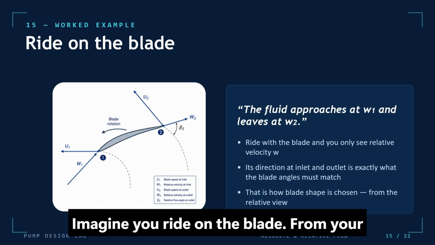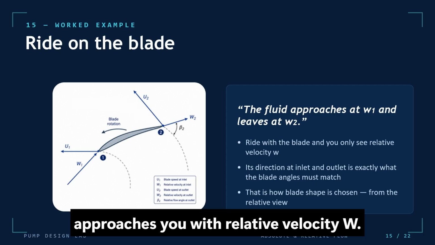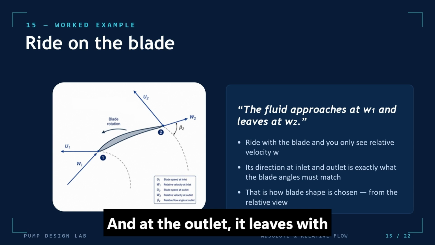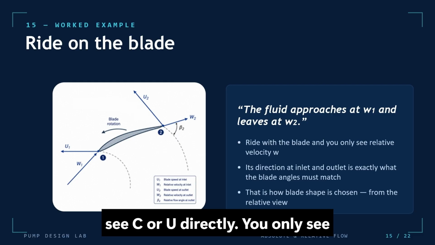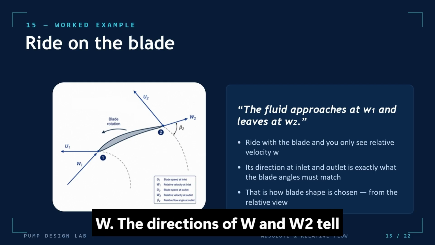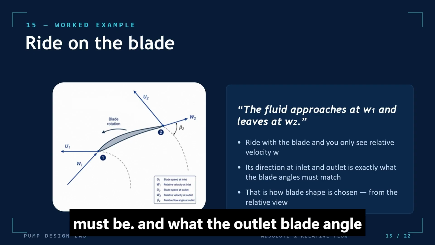Imagine you ride on the blade. From your perspective, at the inlet, the fluid approaches you with relative velocity W, and at the outlet, it leaves with relative velocity W2. You don't see C or U directly. You only see W. The directions of W and W2 tell you exactly what the inlet blade angle must be and what the outlet blade angle must be.